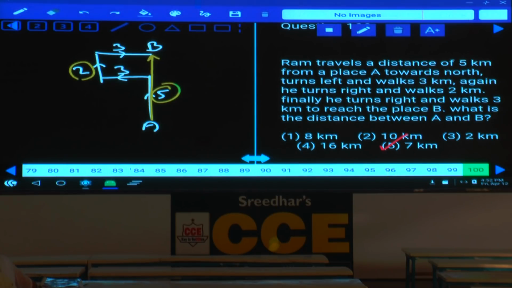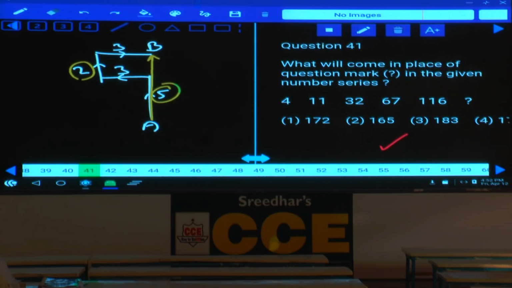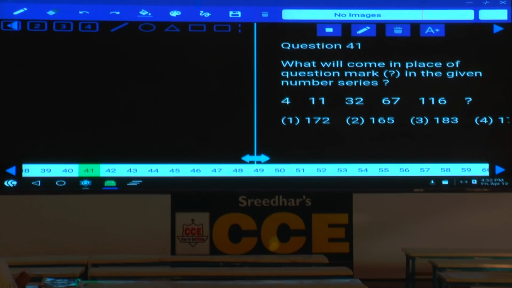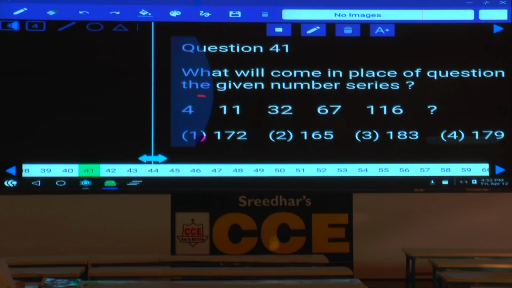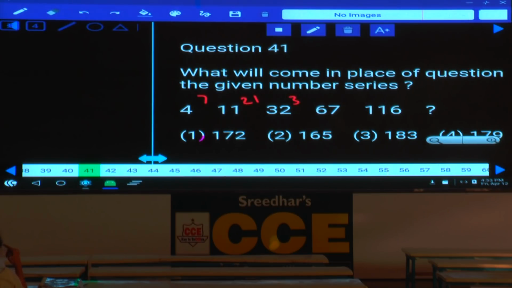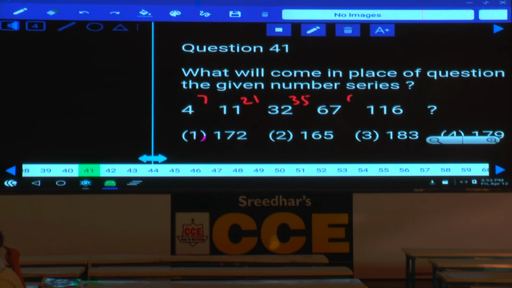Number series, questions 41 to 45. Tell me which one I should explain out of these 5. 4, 11, 32, 67, 116. What is the difference between these two? 4 and 11, 7. Next difference between 11 and 32 is 21. And the next difference is 35. And the next one is 63.